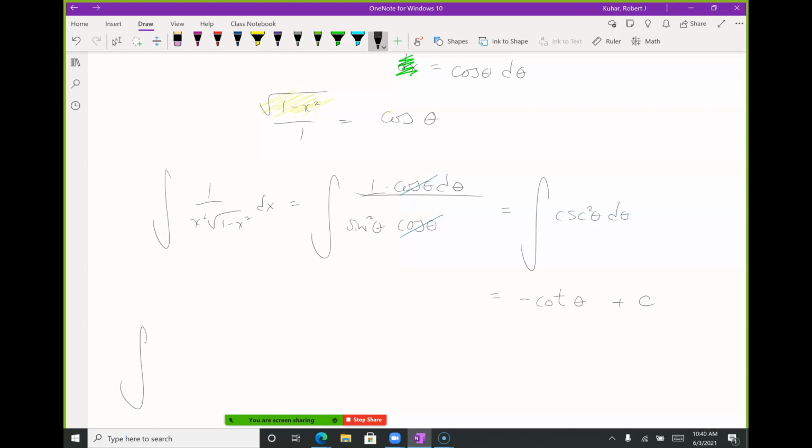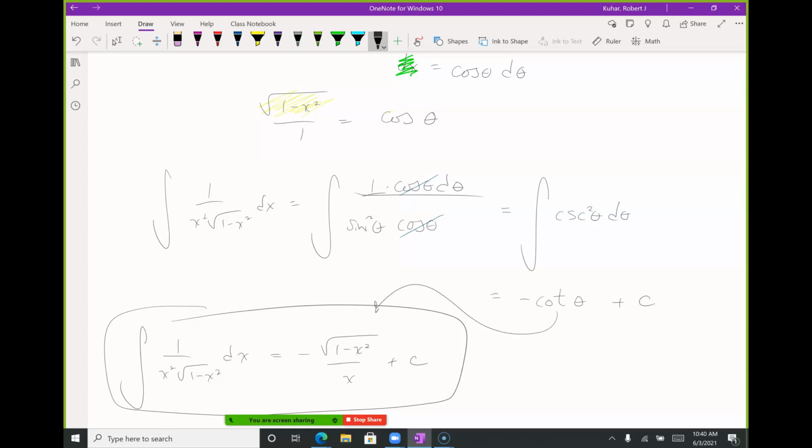So now I've got the integral of 1 over x squared square root of 1 minus x squared dx. I'm looking for the ratio of my cotangent from my triangle, right? So cotangent is what? Adjacent over opposite, right? So minus square root of 1 minus x squared over x plus c. So remember, convert back to the x's using the triangle.